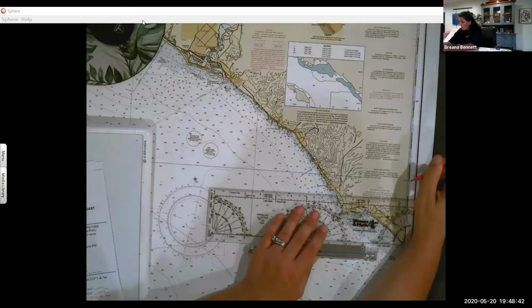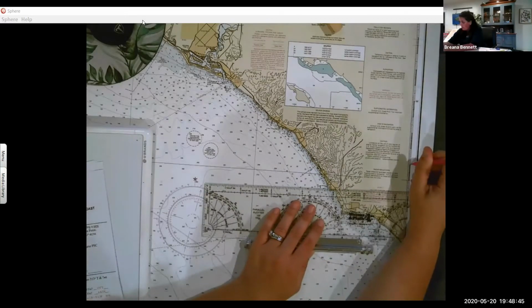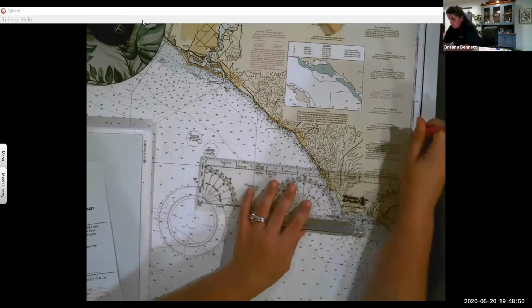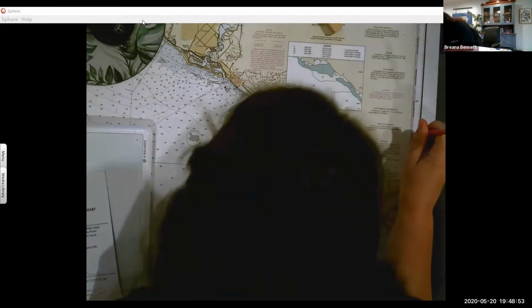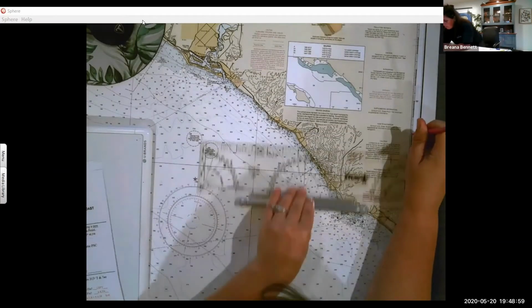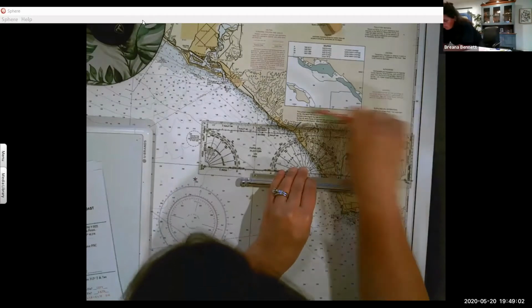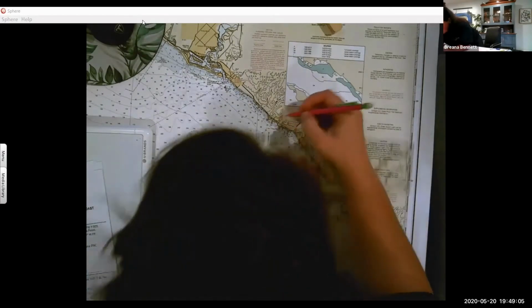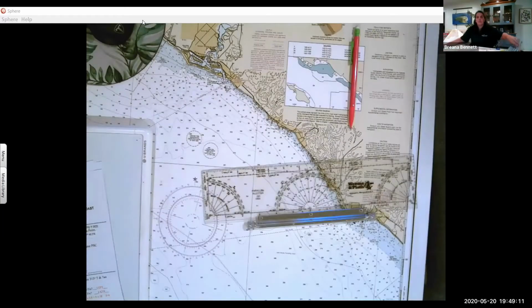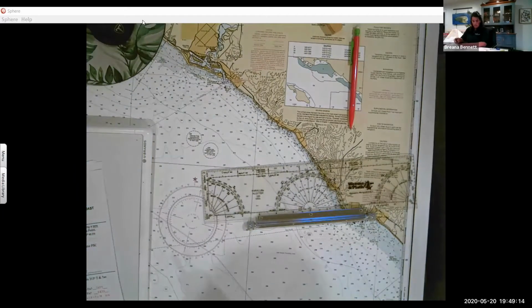I'm going to get that one in, 32.9, and 48.3. Can you see that? No. 48.3.